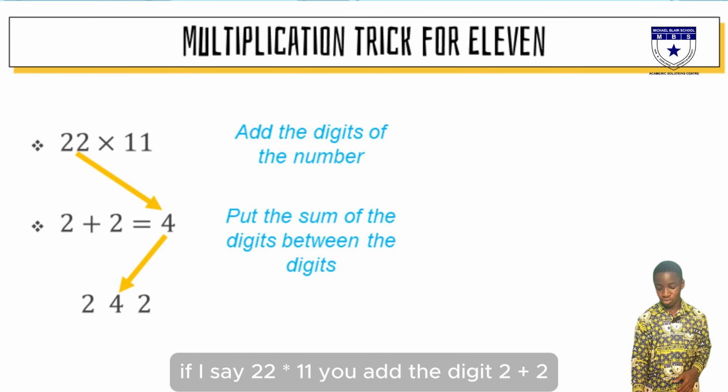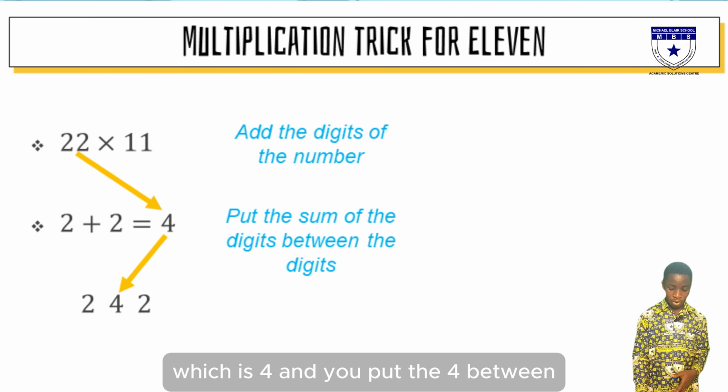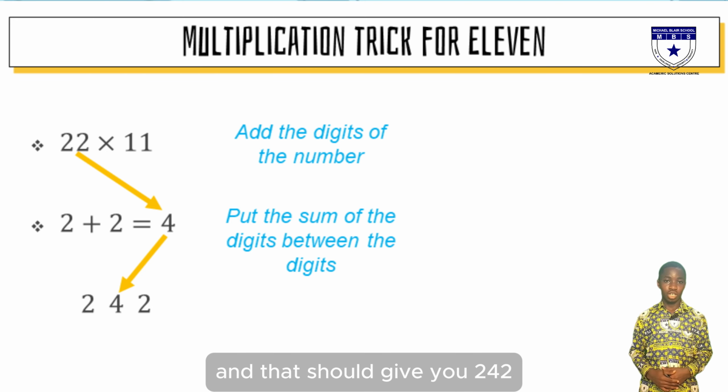You are shocked, right? If I say 22 times 11, you add the digits 2 plus 2, which is 4, and you put the 4 between. And that should give you 242.